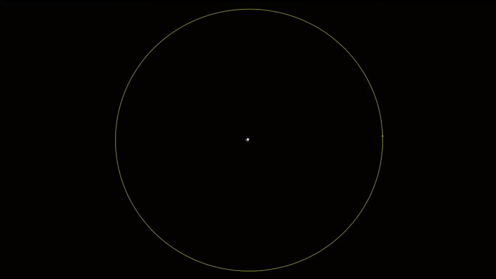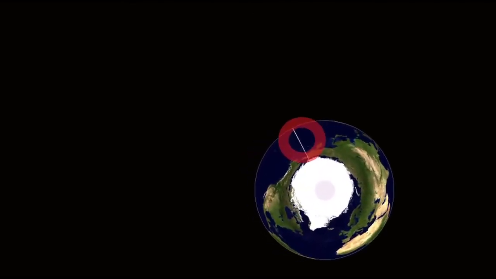By rotating the animation and looking from the top down, we can actually see the circular path that the moon is taking. If we look more closely at the Earth, we can see that the Earth itself is rotating around the center of mass of the Earth-Moon system.